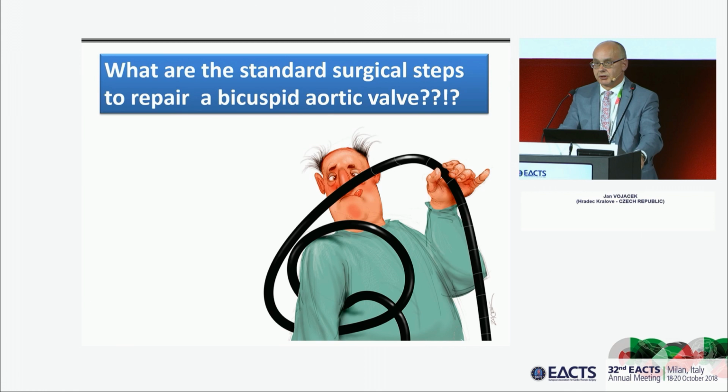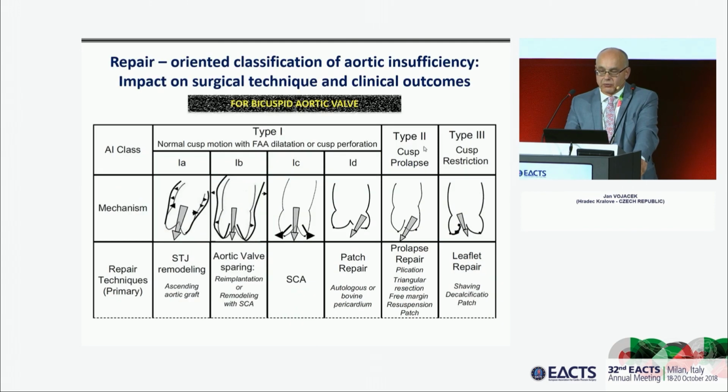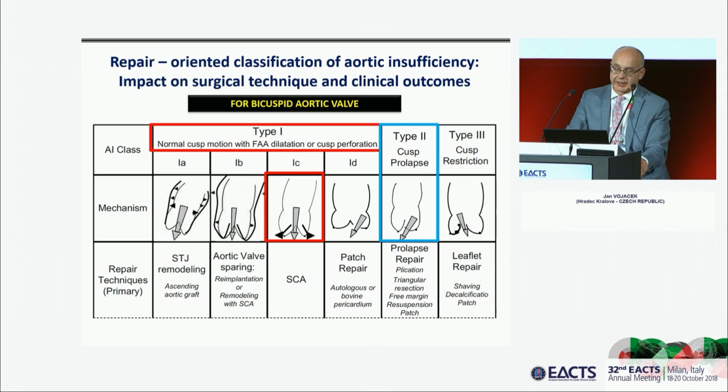This is a beautiful classification of aortic insufficiency, the repair-oriented classification, and as you can see, there are three types of aortic insufficiency: type 1, type 2, and type 3. As you know, for bicuspid aortic valve, there is always some prolapse of the leaflet, so there is type 2, and almost constantly there is some degree of annular dilatation, and in most of the patients some degree of aortic dilatation at a different level. So we have basically a combination of type 2 and type 1.